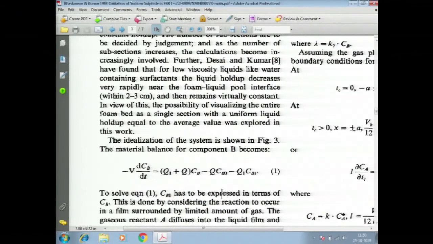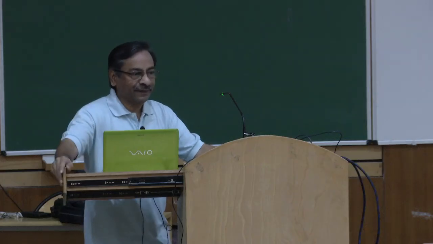Get this? What would happen to the oxygen which is dissolving into the foam? That is the next question. Oxygen will keep dissolving and diffusing into the foam from the bottom to the top of the foam section, and by the time the foam films rupture, all that is dissolved would be reacted.